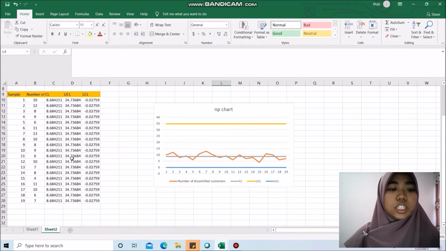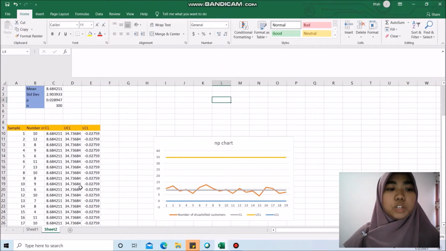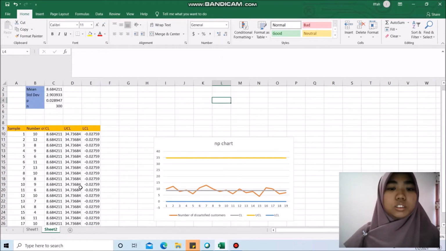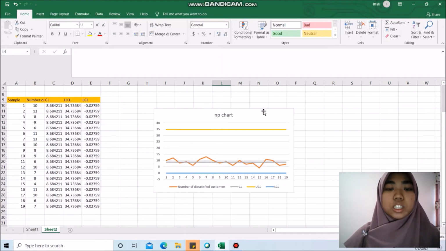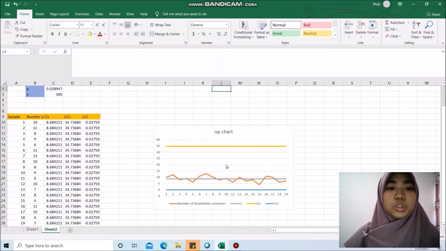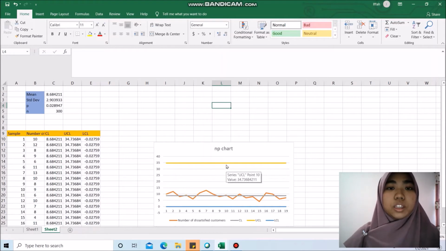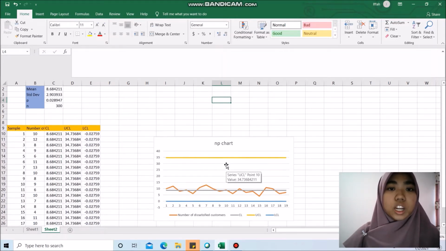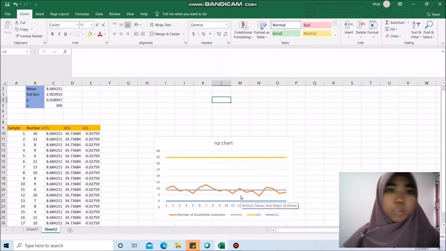The sample size is still 300, but the number of samples becomes 19 because we already deleted one sample. As we can see from the chart here, all the points are in control. So we have made sure that the process is in control. That's all. I hope you understand what I'm teaching you. And thank you for lending your time to hear my explanation.